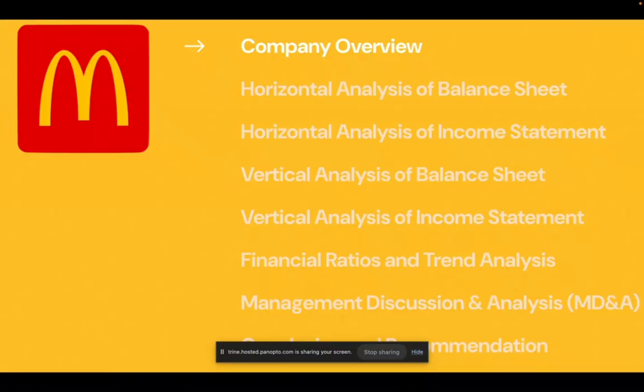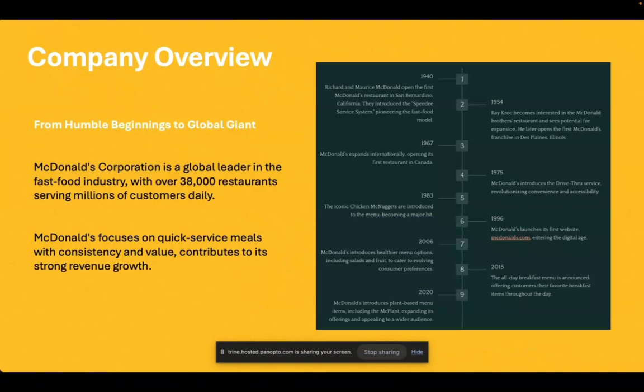In this presentation, I'll first discuss McDonald's company history, and its horizontal and vertical analysis of balance sheet and income statements. Later, I'll discuss the financial trend analysis with 6 key ratios. Further, I'll end the presentation with management discussion and analysis with key recommendations to investors. Let's get started.